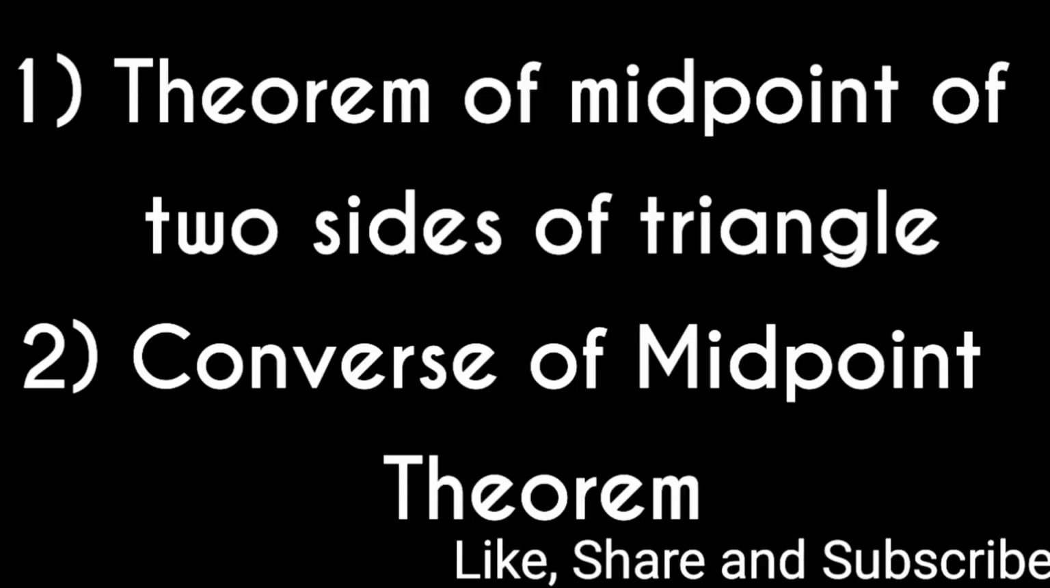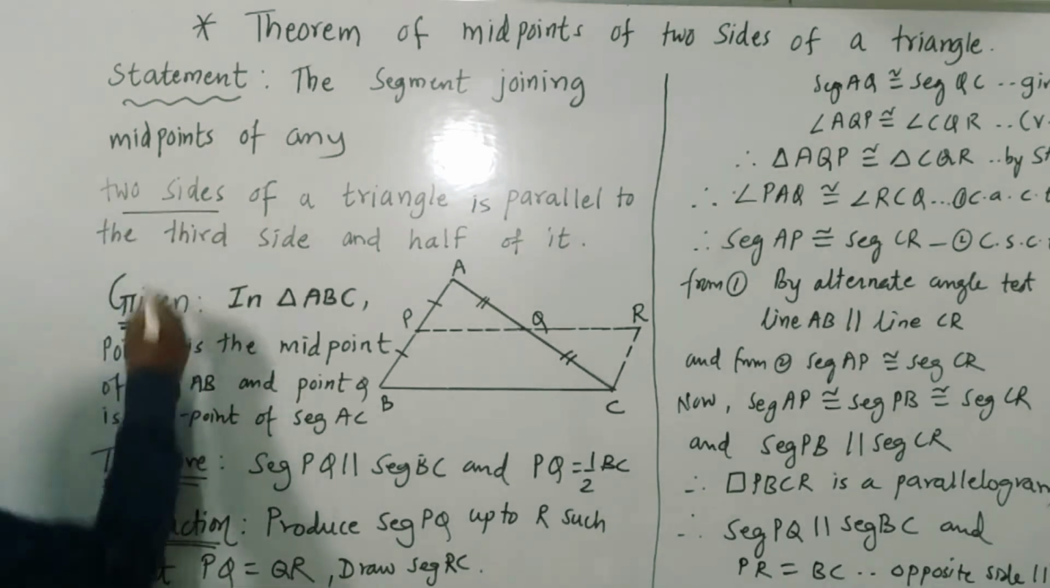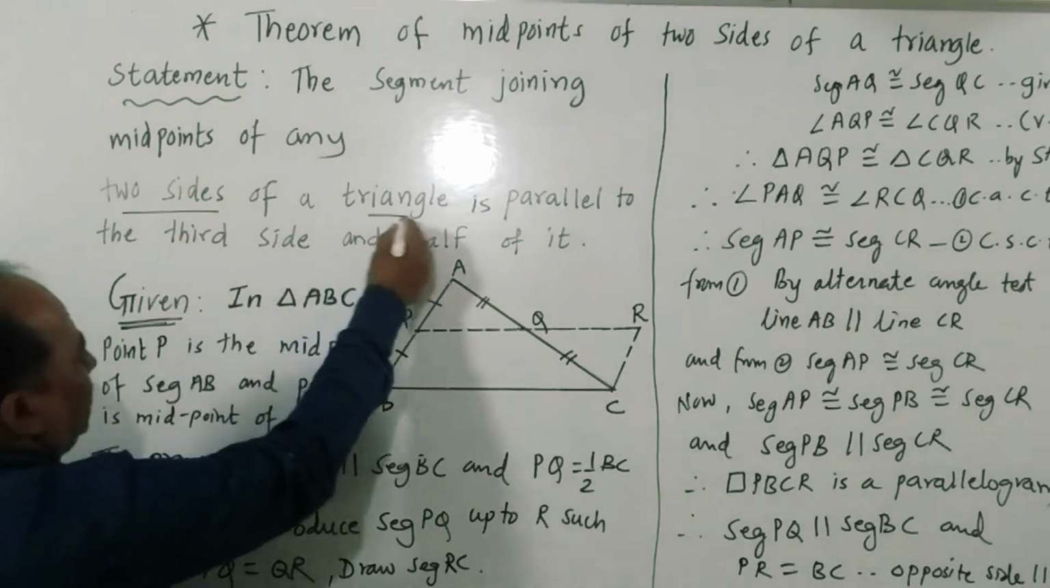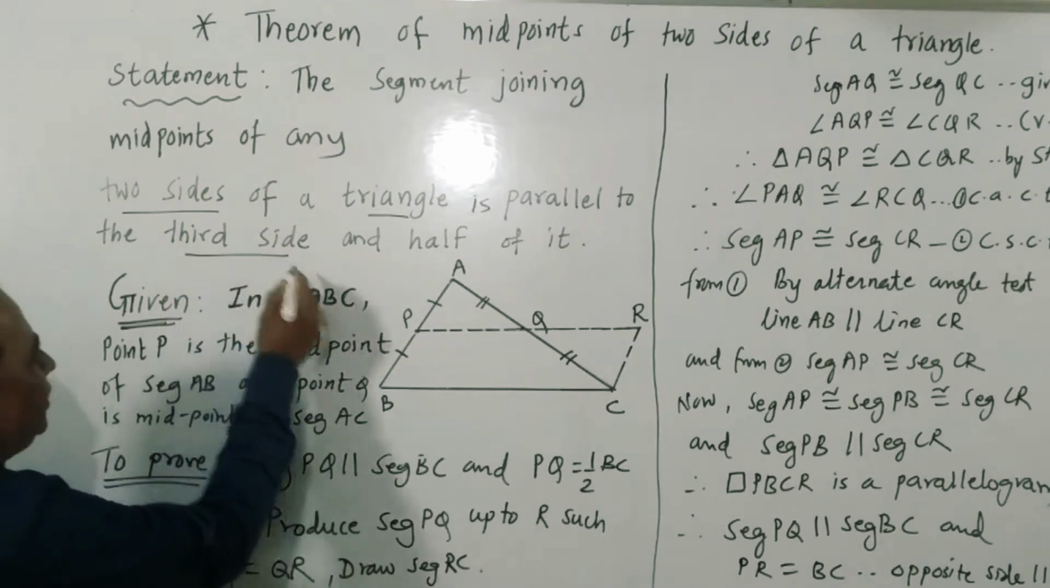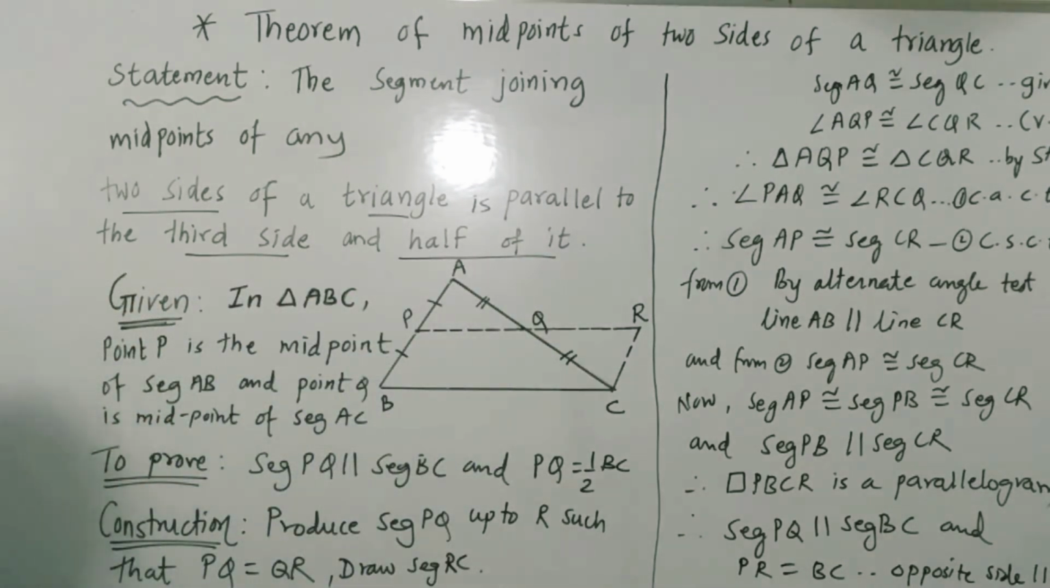Theorem of midpoint of two sides of the triangle. Statement of the theorem: the segment joining the midpoints of any two sides of a triangle is parallel to the third side and is half of it. So there are two parts in this statement. First is the given part and second is to prove.